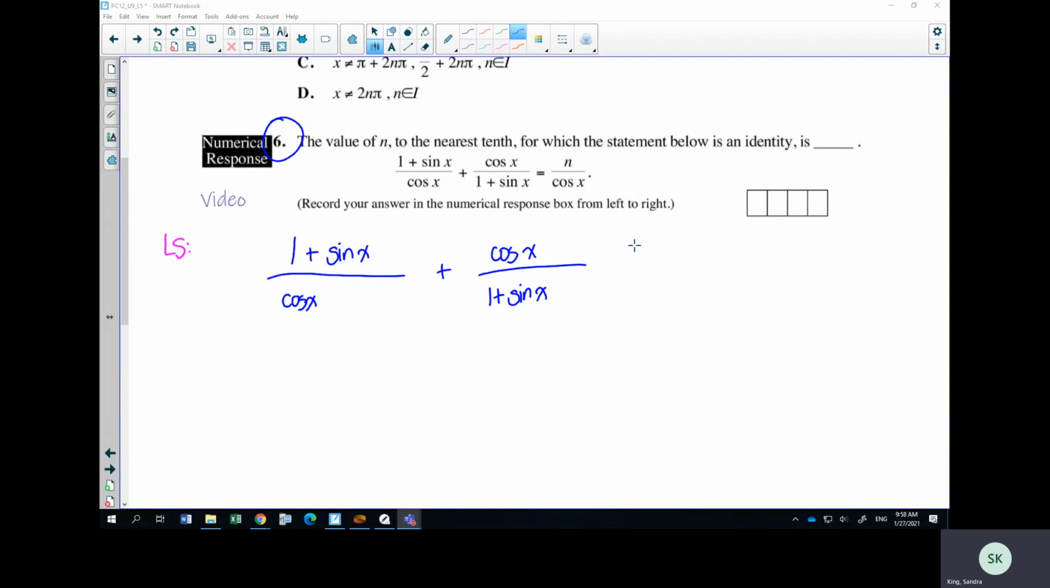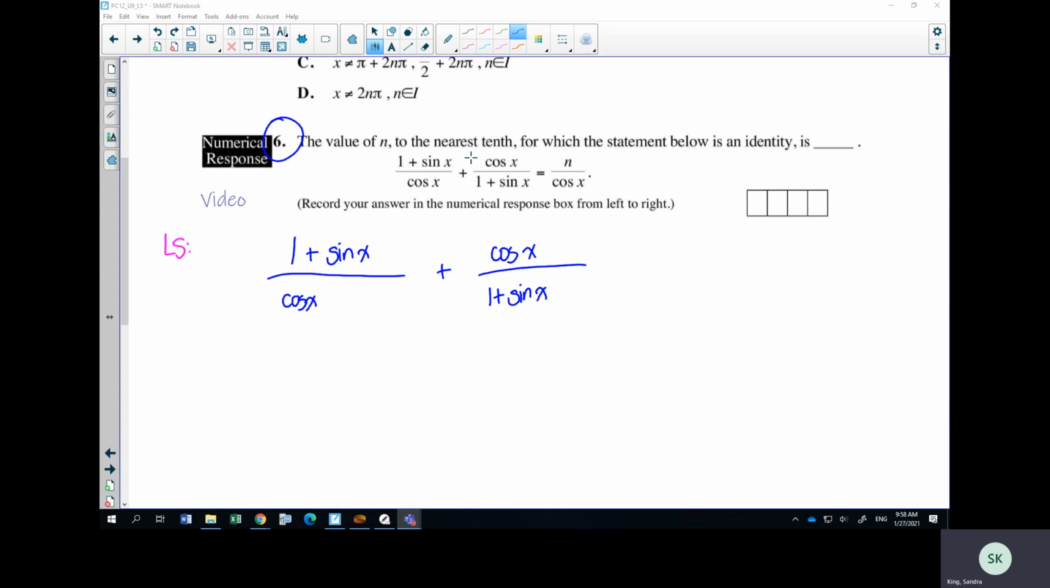Questions from lesson 5. So I'm going to be doing question 6 and question 7. Question 6 says, find the value of n to the nearest tenth for which the statement below is an identity. So we've got a left-hand side and we have a right-hand side. We're going to be solving for n.